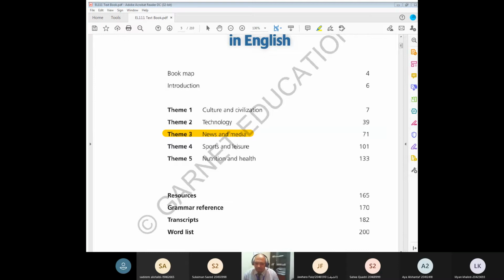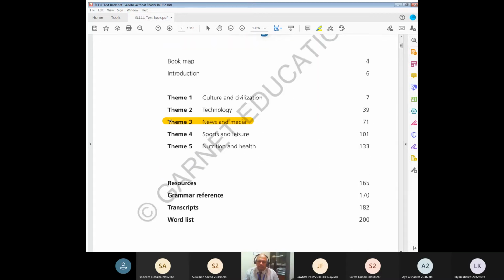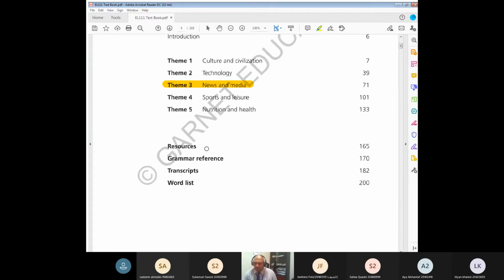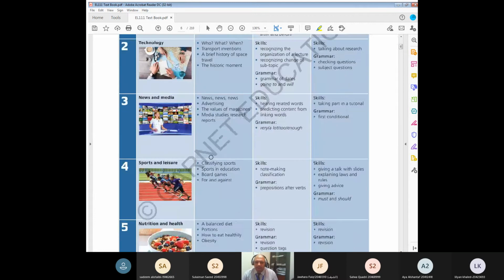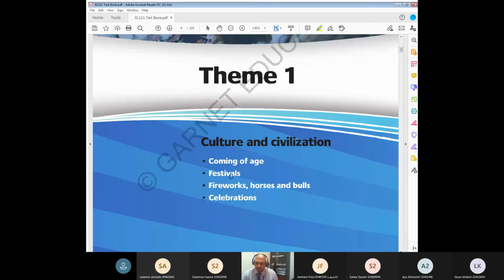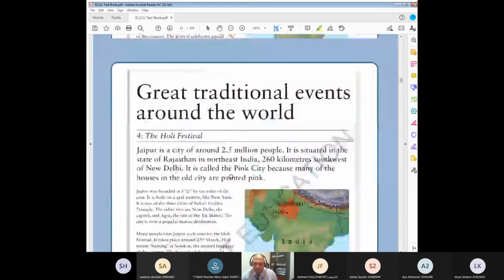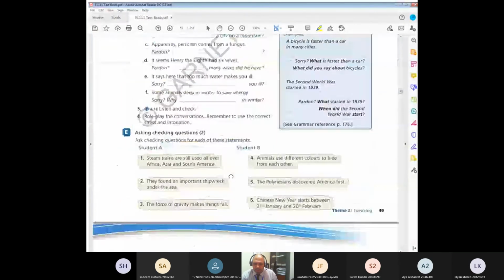What is it that we're doing today? We're doing theme 3. We're finishing off theme 3, inshallah. I'm sharing the book. Okay, so let me go to the book. This is the book, obviously, and this is theme 3. This is the theme that we're doing today. It's news and media. We spoke about that the other day, and like I said, we're finishing the theme of today, inshallah. So let me go straight to theme 3 and see what we have in store.